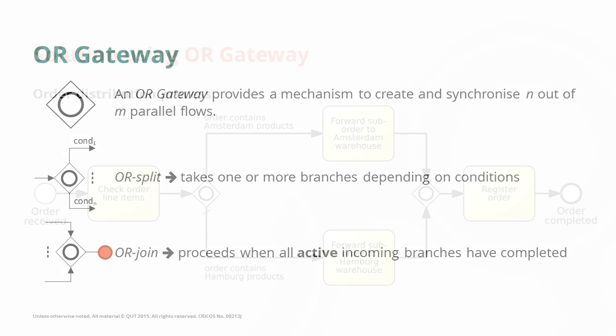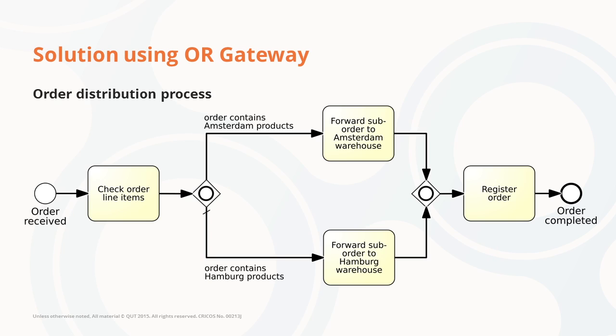But let's see a concrete use of the OR gateway in the context of our own example, the order distribution process. So we said that this process starts when the order is received, upon which we check the order line items. Now let's assume that the order only contains products that are stored in the Amsterdam warehouse, in which case we will send only one token to the top branch of this OR split, and the activity forward suborder to Amsterdam warehouse will be performed.